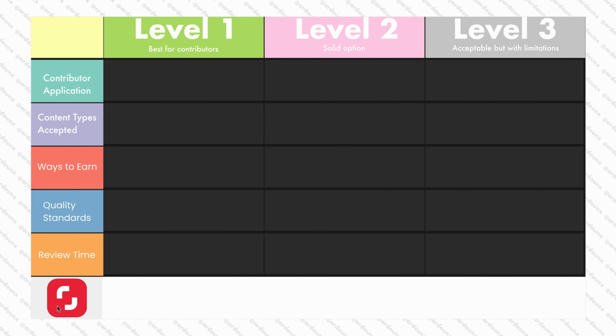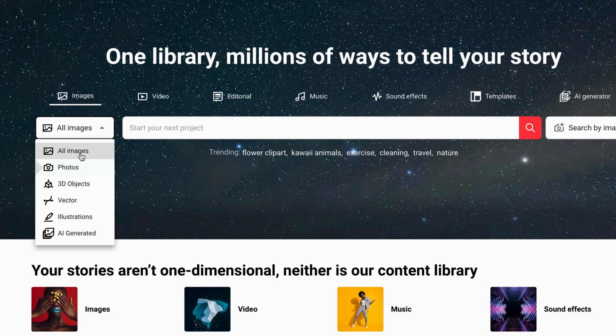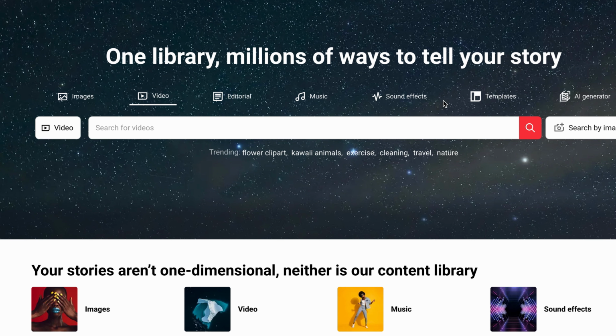Welcome back. In case you're not familiar, Shutterstock and Adobe Stock are marketplaces where you can sell your content, including photos, 3D models, vectors, illustrations, videos, and templates.